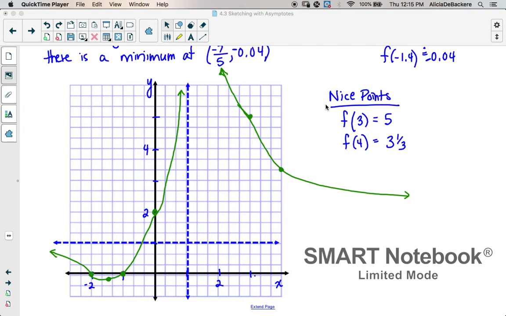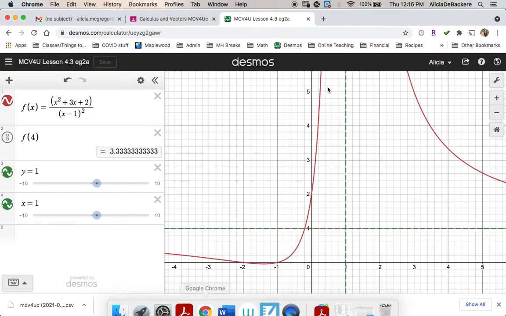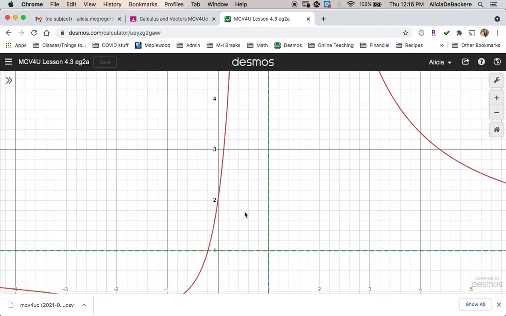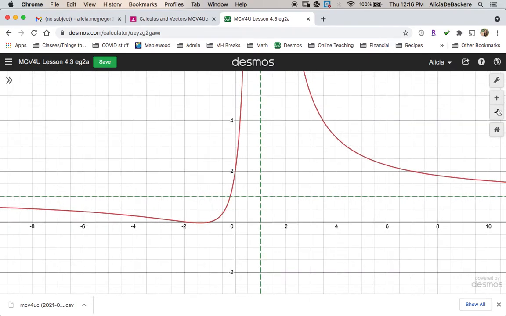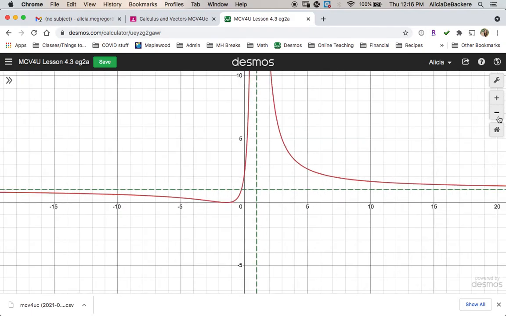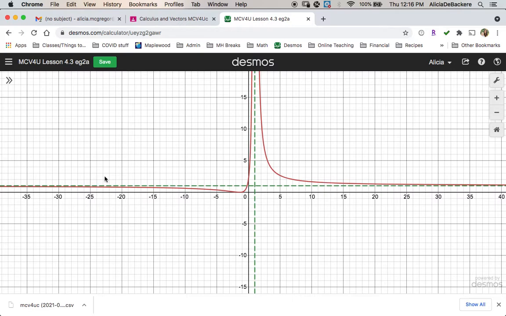Okay, so just finishing off this example here, I want to show you the graph on Desmos. You can see it looks very similar to what we had, just dipping below slightly here. And if you zoom out, I've added in that horizontal asymptote. You can see on the edges of the graph, the ends, I am approaching that horizontal asymptote.